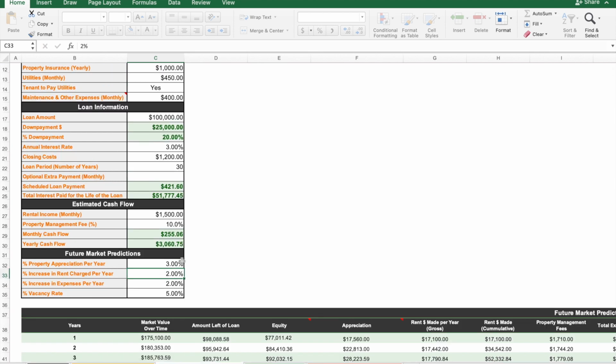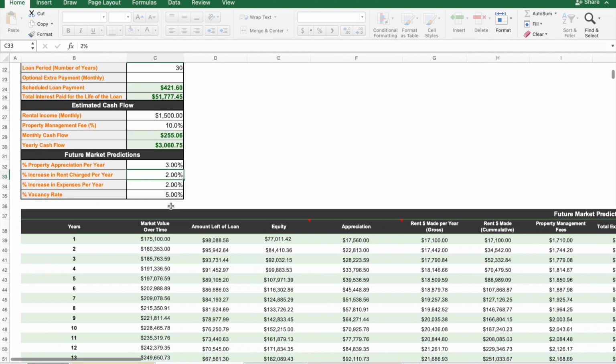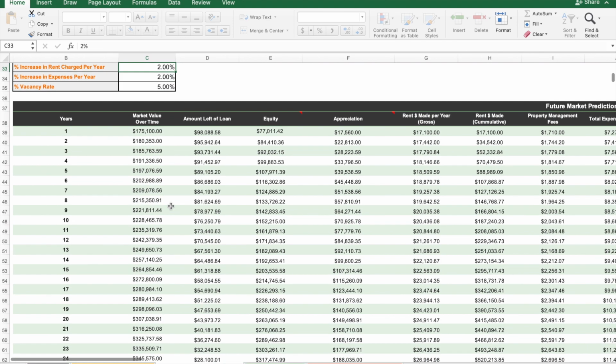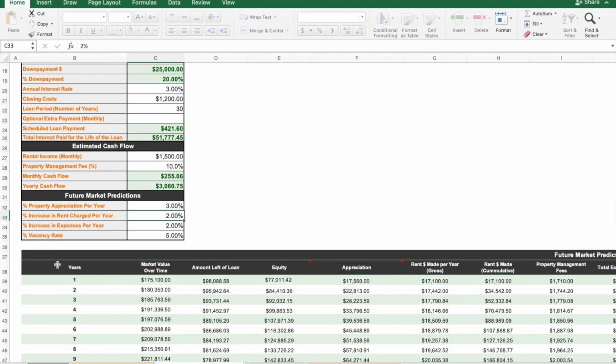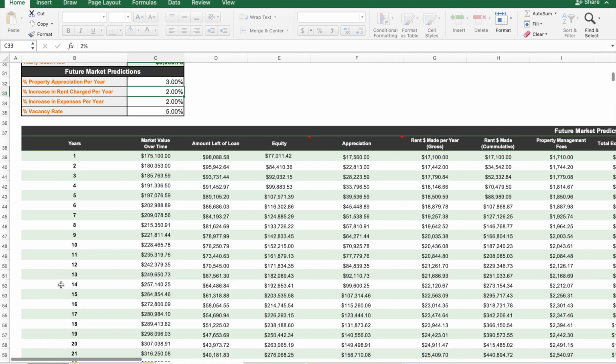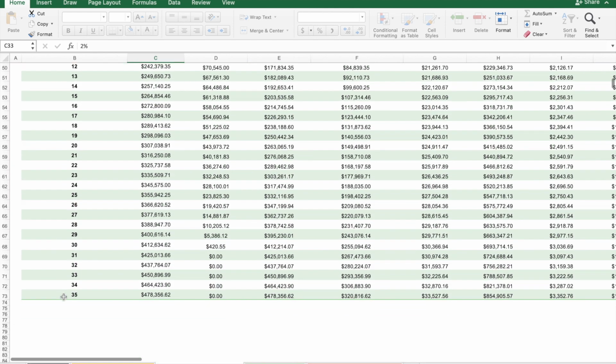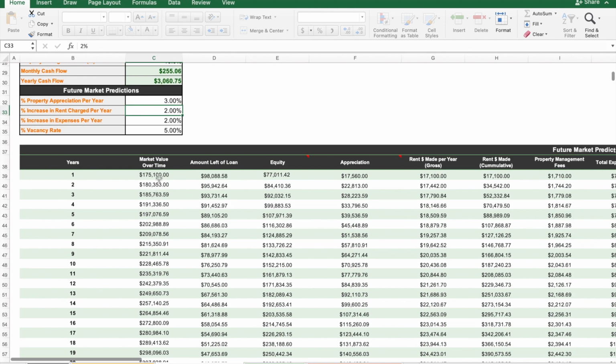All right. So that's it. We are now all done filling things out, and now we can look at what the results are. If you go down below to this table, you can kind of look through to see what the property is going to do. So this first column here is years, and I run the data out 35 total years. Second column is market value over time, and this is based on what percent appreciation you put down. So the value is going to rise 3% per year.